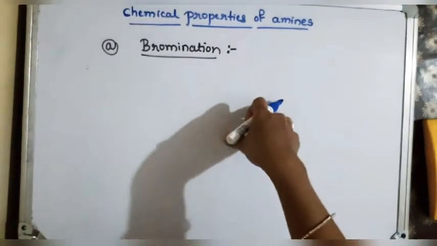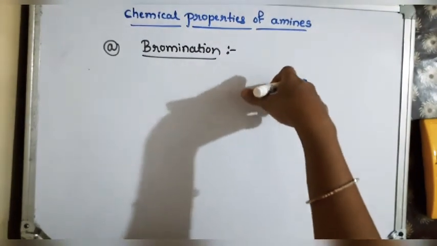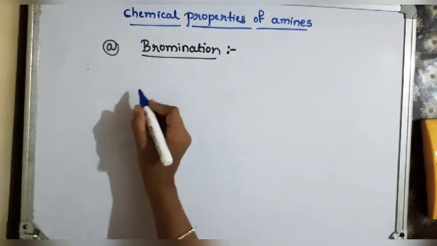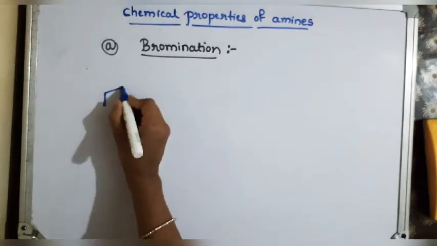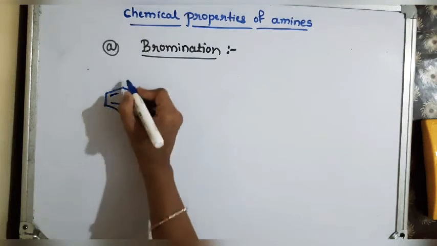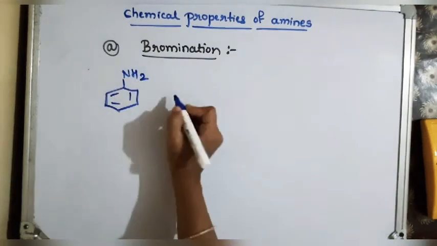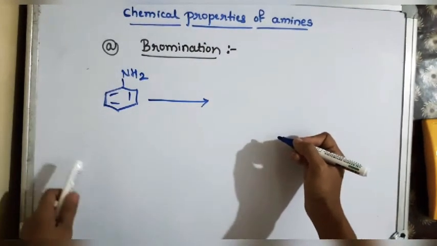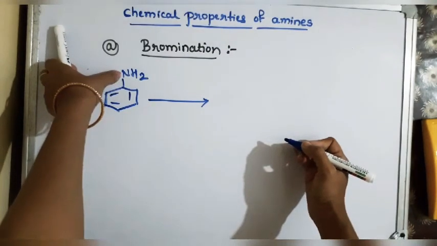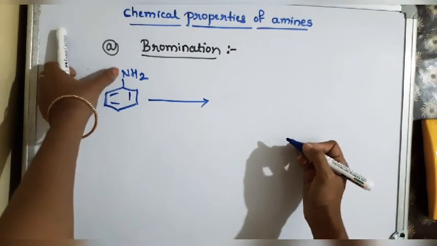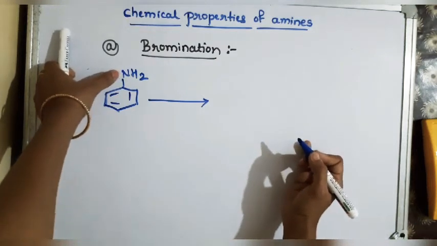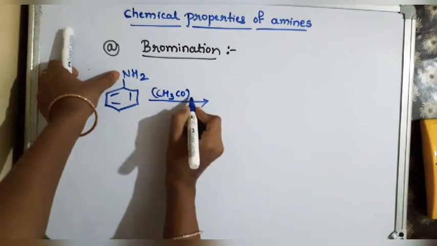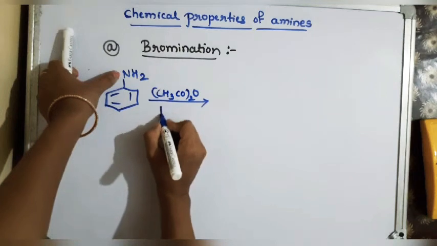If you want mono-substituted or mono-brominated aniline as a product, bromination has to be done only at one position. So for that, we have to take aniline. To get the mono-substituted aniline, we have to protect this NH2 group. We have to reduce its activity by protecting the NH2 group. So protection is done by acylation. So for acylation, what we have to take? We have to take acetic anhydride or acetyl chloride in pyridine.